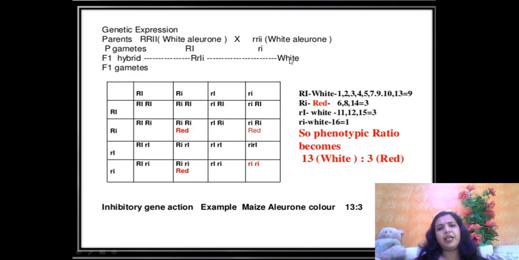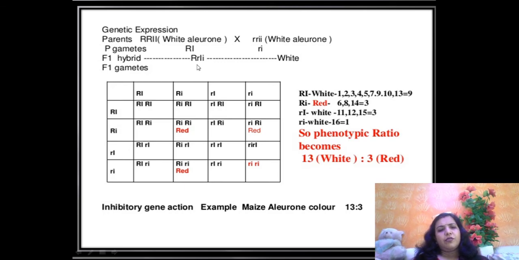Capital R, capital I, small r, small i. When they fuse together, they form this F1 hybrid. This F1 hybrid will also be white because R is able to produce red color, but this capital I, which is an inhibitory gene, stops the expression of R. That's why in the presence of I, R is not expressing. That's why all the F1 hybrid will be white.